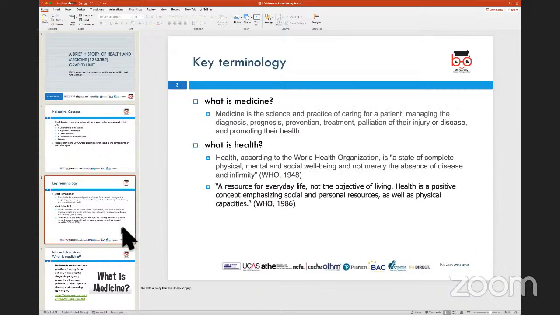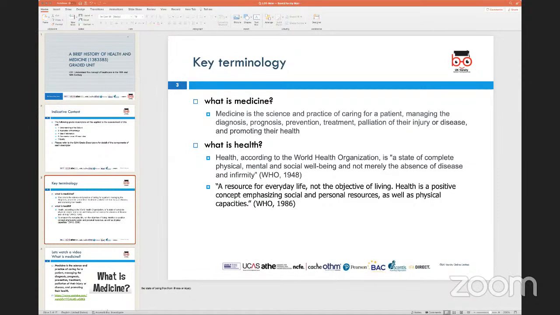So let's make a quick start by understanding some key concepts, because there are 2 terms that are going to be repeated time and again in this unit, which are medicine and health. We need to look at what is medicine, and we also need to understand what health essentially is. We will get into these and then start building up the concepts required to be studied in this unit.